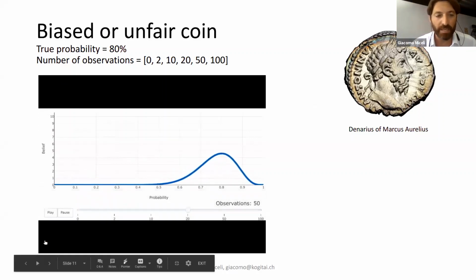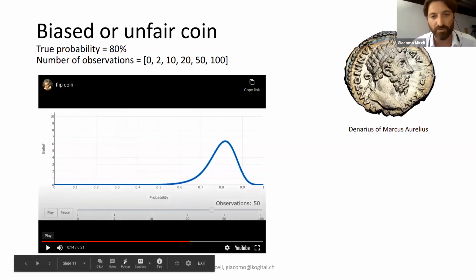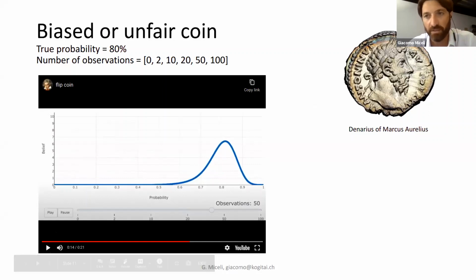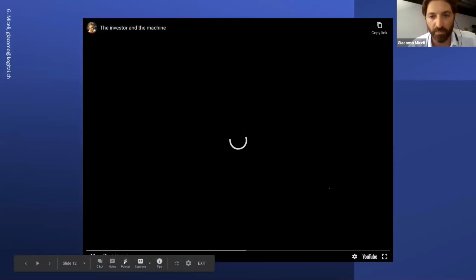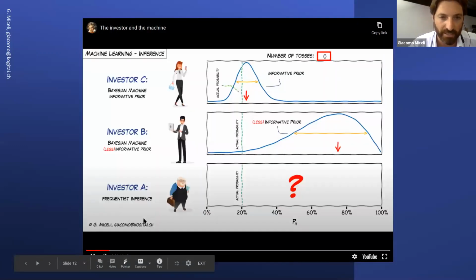So far I've been talking only about the likelihood function. What about the prior? The prior can be a very interesting function, but at the same time it can be very dangerous. I show you with this other example why it can be very important and why it can be very dangerous.